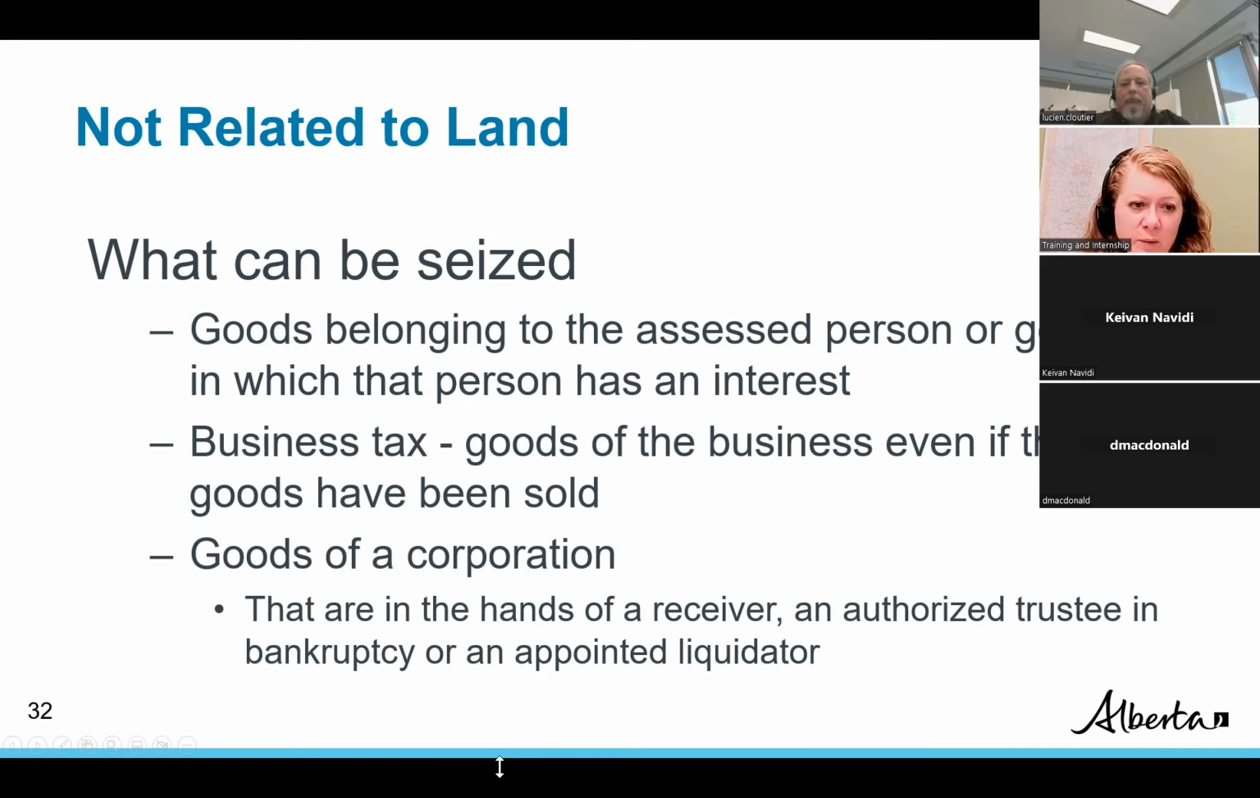So yeah, there's a little bit more technicality involved in Division 9. And again, under this method, you cannot seize a DMH itself. You are meant to seize goods like, say, an ATV or a vehicle or something like that.